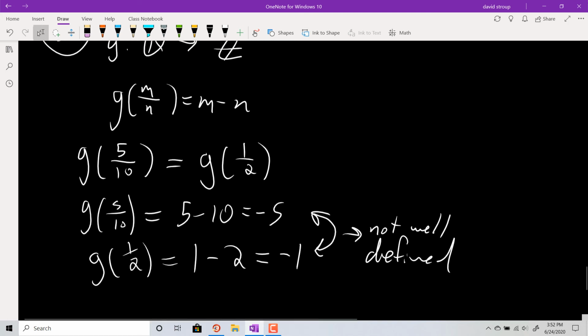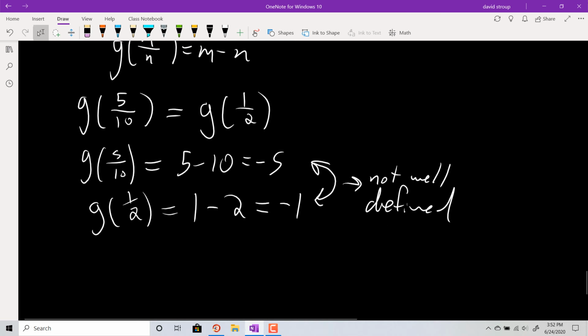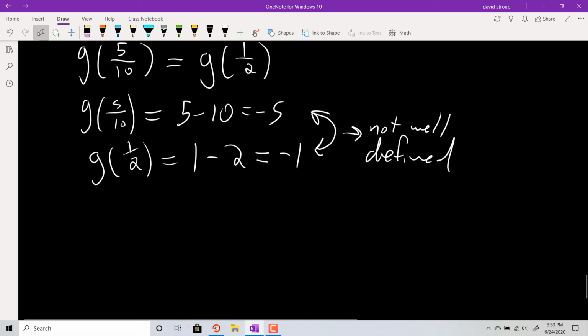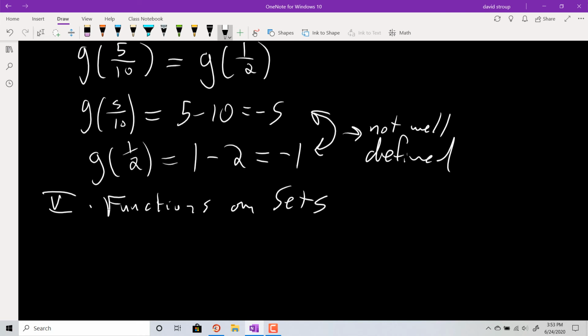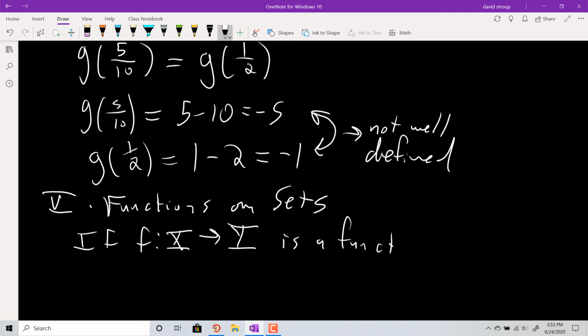The last set of problems, we kind of deal with functions on sets. So section 5, functions on sets, and we get some more definitions here. In particular, if f is some function going from the set x to the set y, and then we look at some subsets of x and y. So A is a subset of x, and then let's say C is a subset of y.